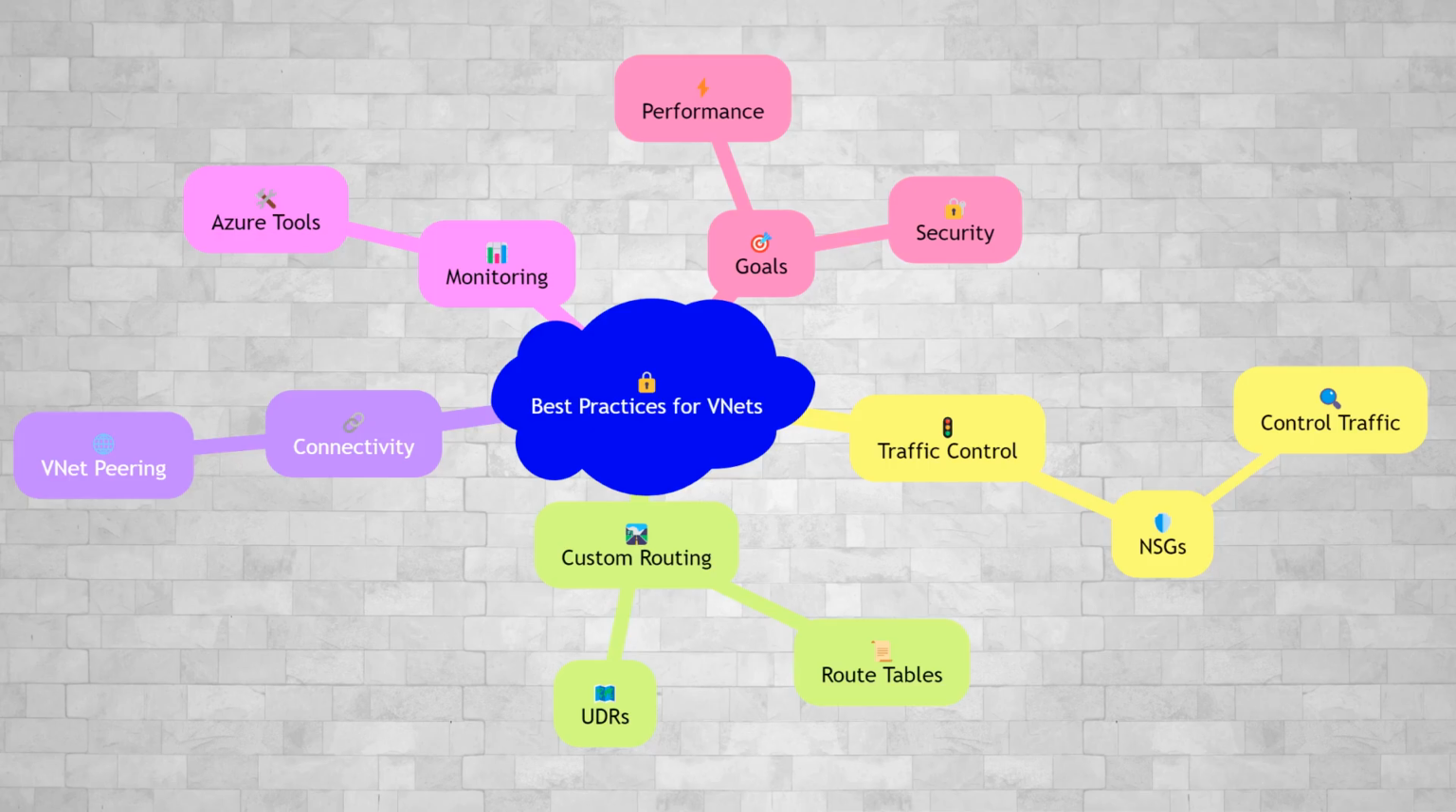Following best practices for VNets helps ensure a secure, efficient, and scalable network. These practices include using NSGs to control traffic, implementing route tables and UDRs for custom routing, using VNet peering for connectivity, and monitoring your network with Azure tools. By adhering to these best practices, you can optimize your VNets for performance and security.